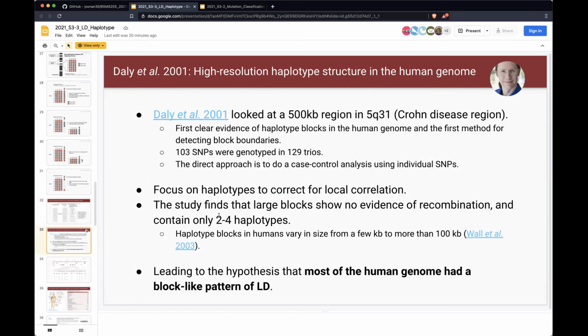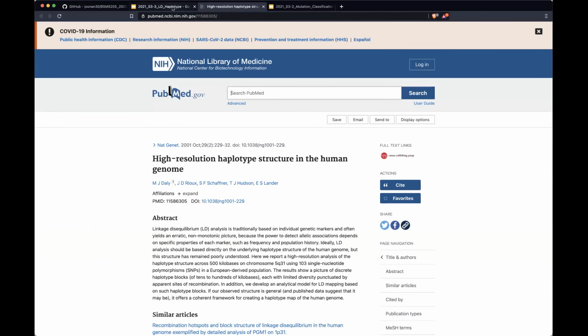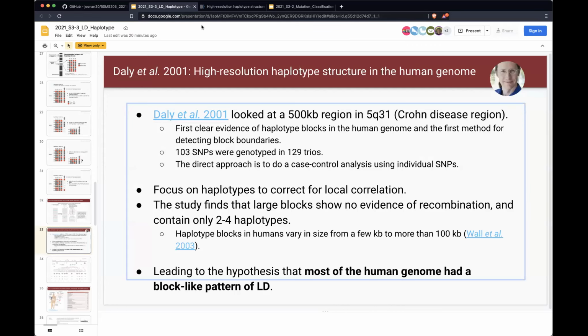I put his photo here because he's a living legend. He's the living Gregor Mendel of our time. He's the greatest geneticist these days. Mark Daly found the haplotype patterns in 2001, and he presented this result in, I think, Nature or Science. It's Nature Genetics, right? He's the person who did the first high-resolution haplotype structure of our genome.